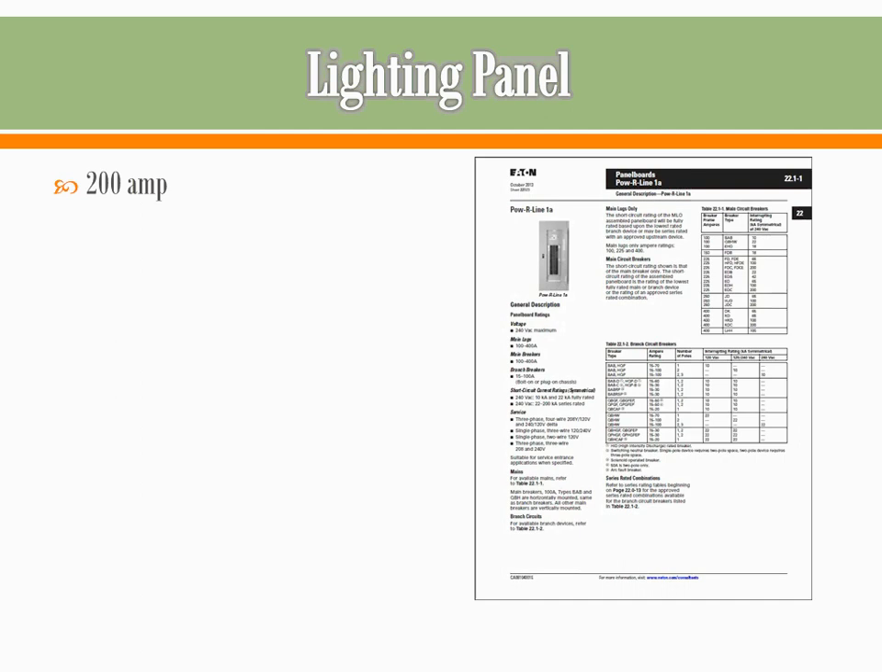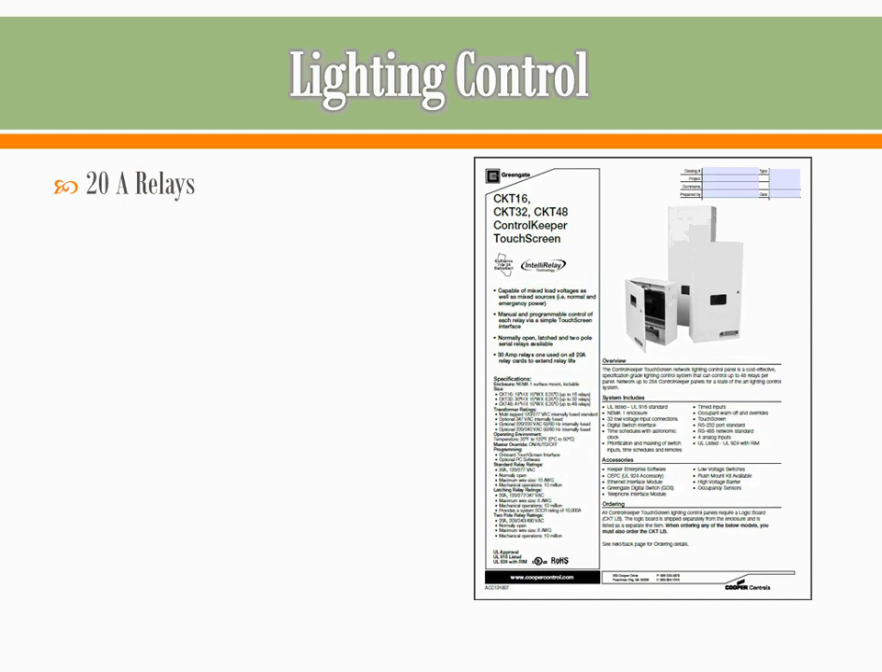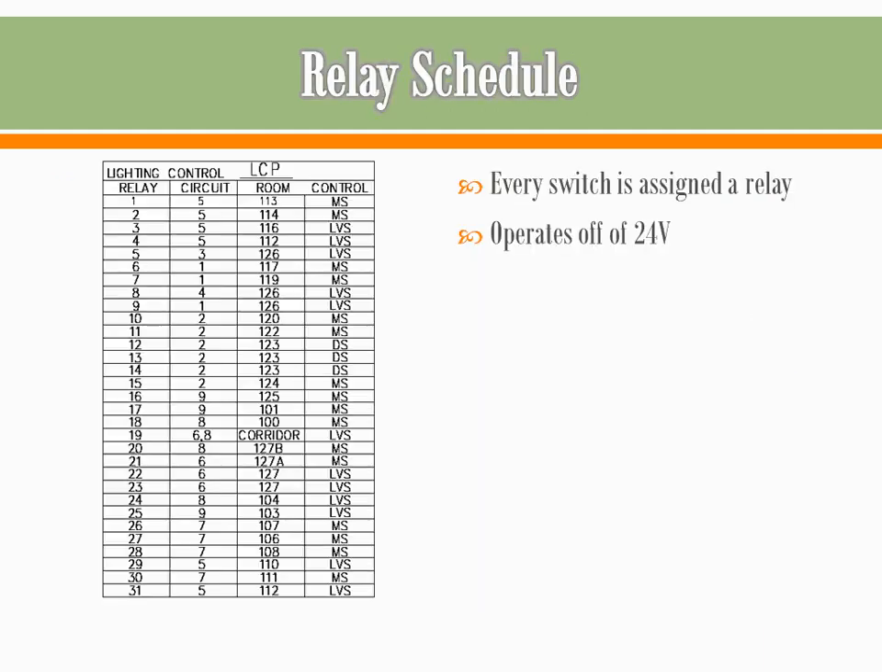Alright, so this is the lighting panel that we chose for this, but it was pretty similar to Brian's actually for the power outline 1A. So you guys did actually get 2A, but it's a 200 amp panel. And then the lighting control would be 20 amp relays. The relay schedule: there's a total of 31 actual relays, though the relay schedule itself would be 36. That's kind of the standard size for that. So every switch is assigned a relay, and all those operate off of the 24 volt system.